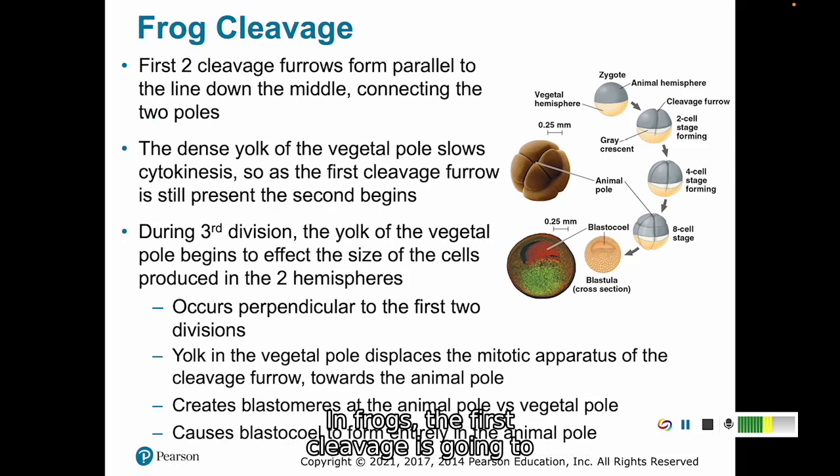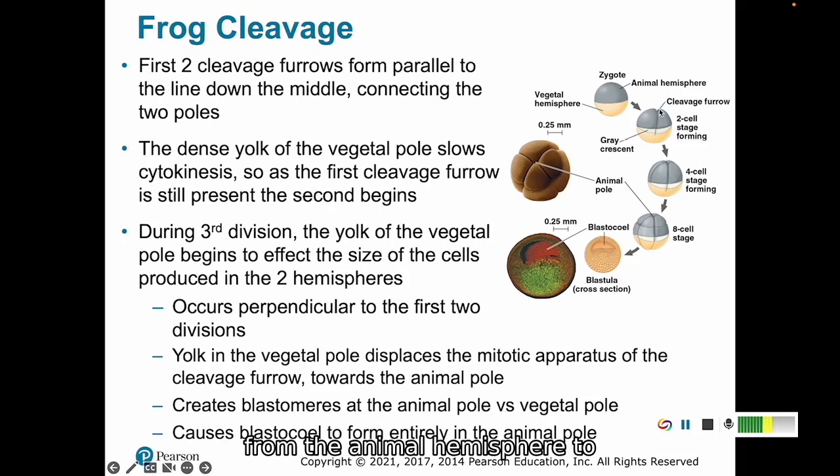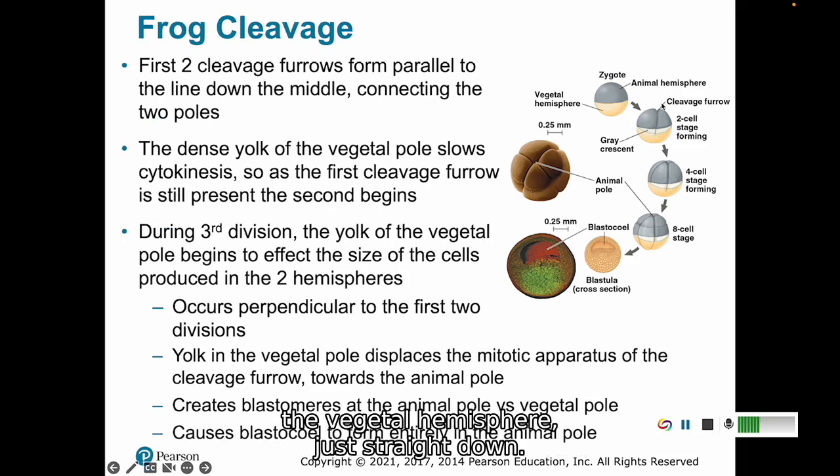In frogs, the first cleavage is going to come right down the middle from pole to pole. So from the animal hemisphere to the vegetal hemisphere, just straight down. However, once it hits the yolk, that cytokinesis is going to be slowed down. So you're still making this first cleavage furrow by the time the second cleavage furrow begins.